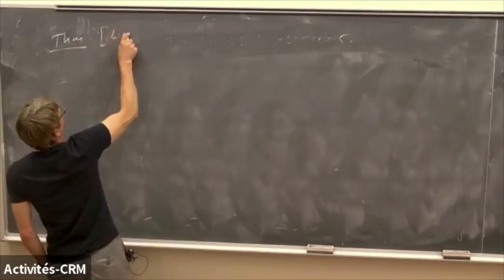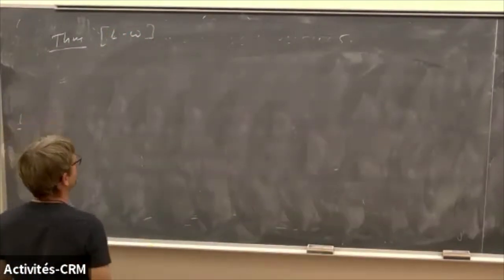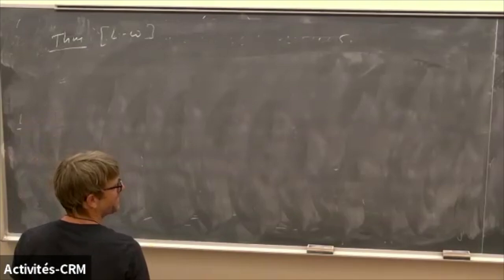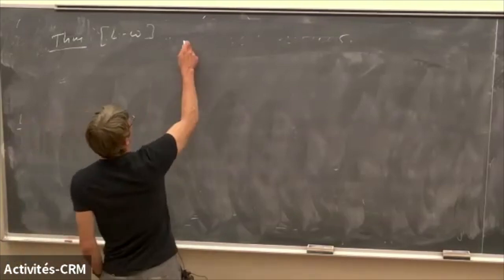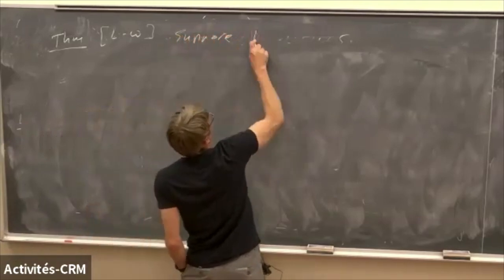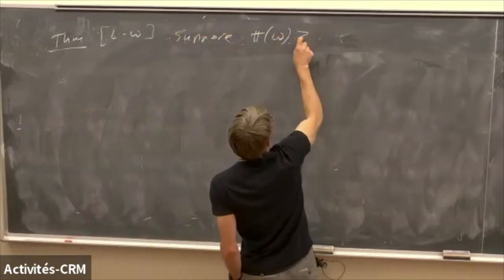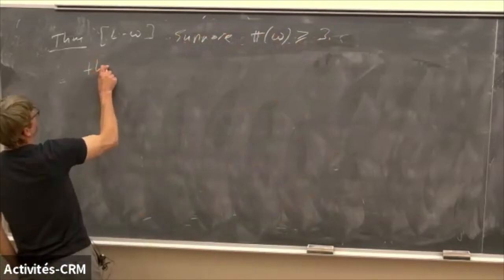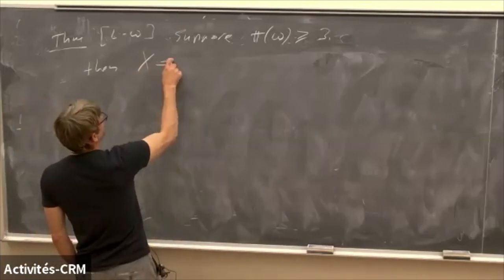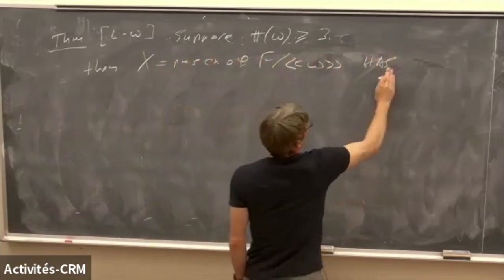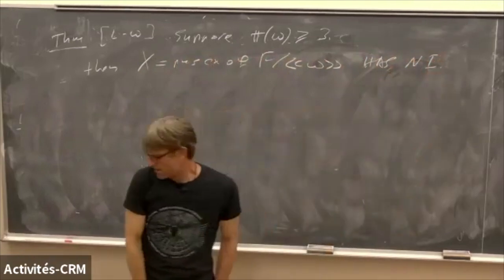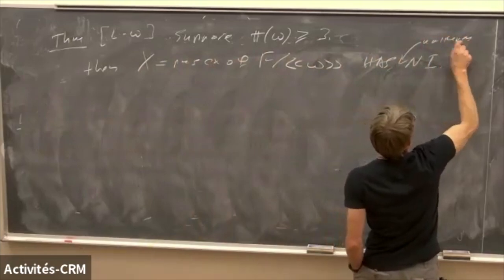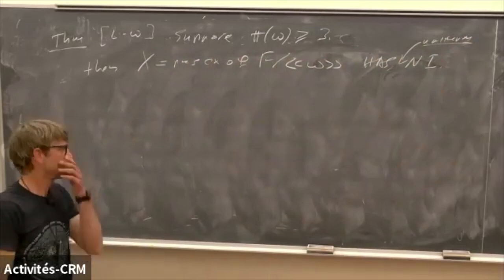So the theorem, the negative immersions theorem, is, I never know how to state it. Henry, help me. Suppose the primitivity rank of W is greater than or equal to three. Then X, the presentation complex, has negative immersions. I'll beef this up in a bit to uniform, but we need to change some things.